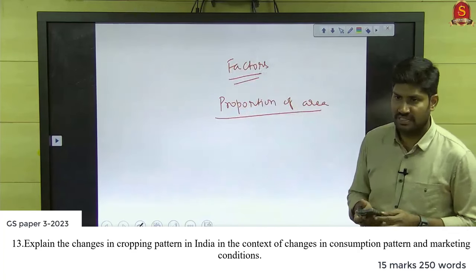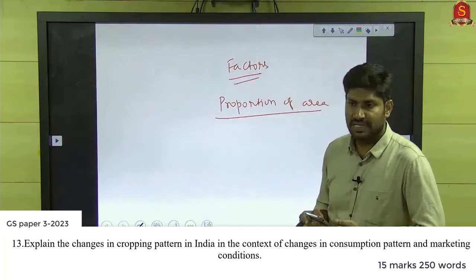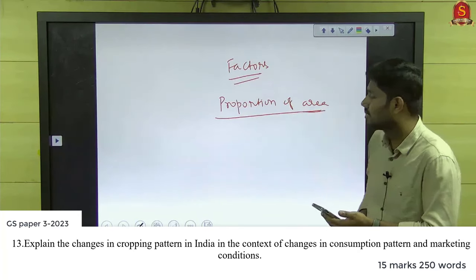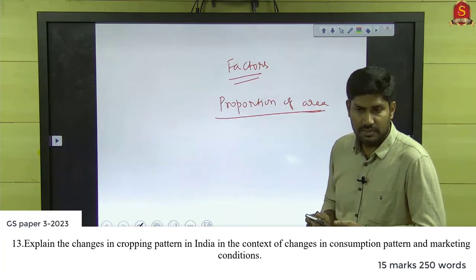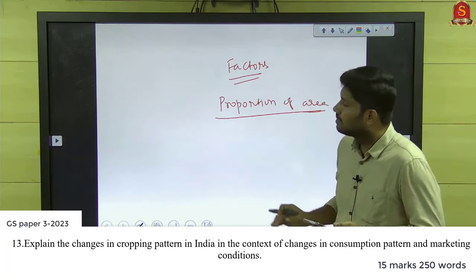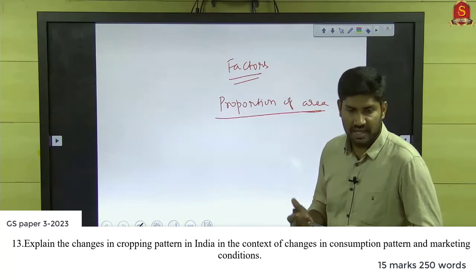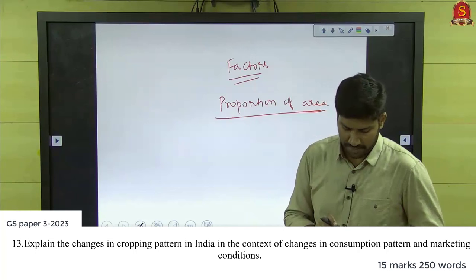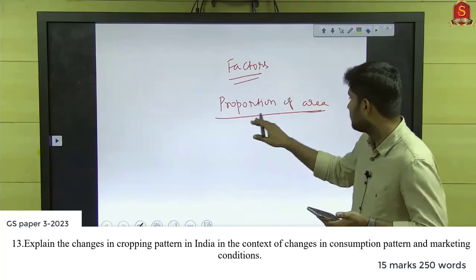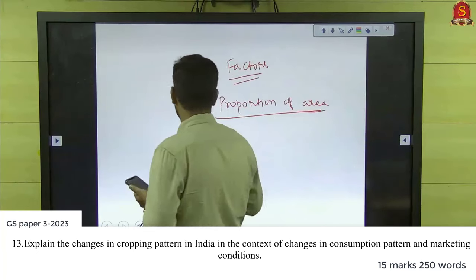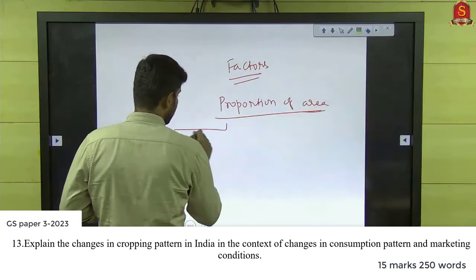Actually, the cropping pattern concept is a dynamic one. It changes with time and space. So simply we can say that it is how the farmers allot the land to different crops at a particular point of time. After giving this definition of what is cropping pattern in the introduction, we can say there are various factors affecting the cropping pattern.